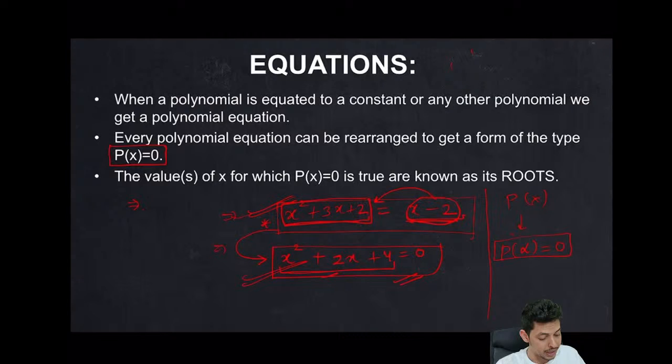So again, we have already talked about this, that the values of x for which p of x is 0 is true are known as roots. Now we will be considering roots of two types of polynomials, namely the linear polynomial and the quadratic polynomial.